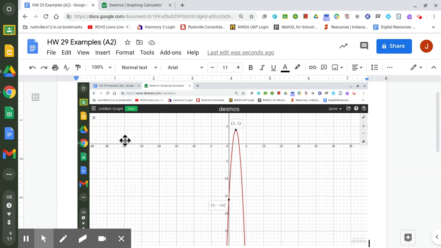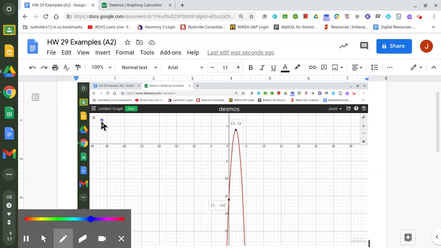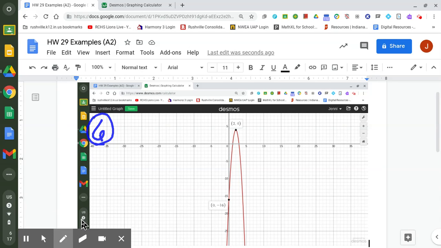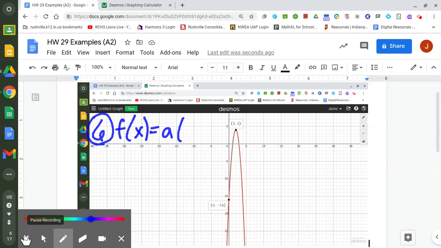Okay, on number 6, you are asked to determine the quadratic function of the form we've been using, whose graph is given on the right. Okay, so this time it's not quite as easy because we don't know the letter a. So as we have our formula, let me move that over.